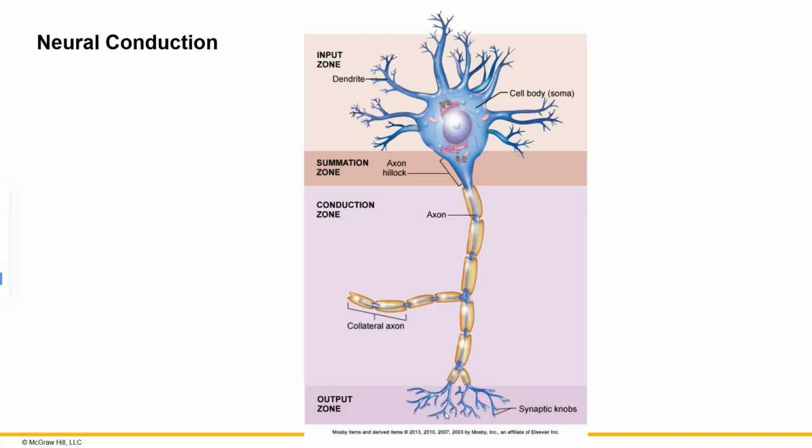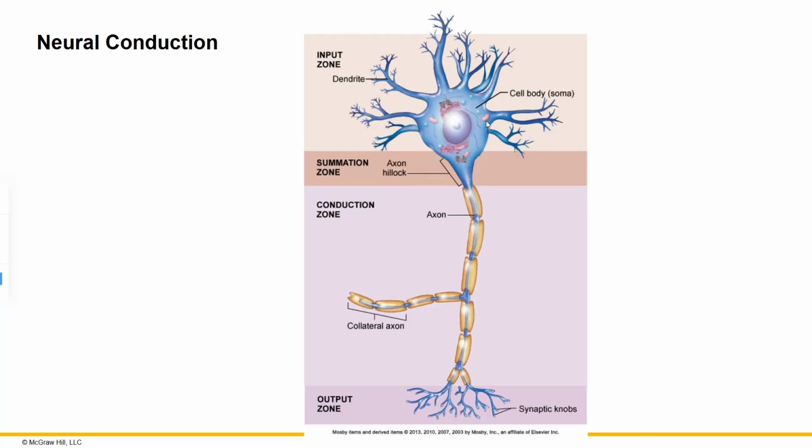So that's kind of what happens here. We have this input zone where we are receiving signals either from the environment or from another neuron. Now, as the signals are received here, we're opening up ion channels, and that's going to cause a local depolarization of the membrane. In other words, the sodium that should have been outside is now going to start coming inside. Then you have the summation zone.